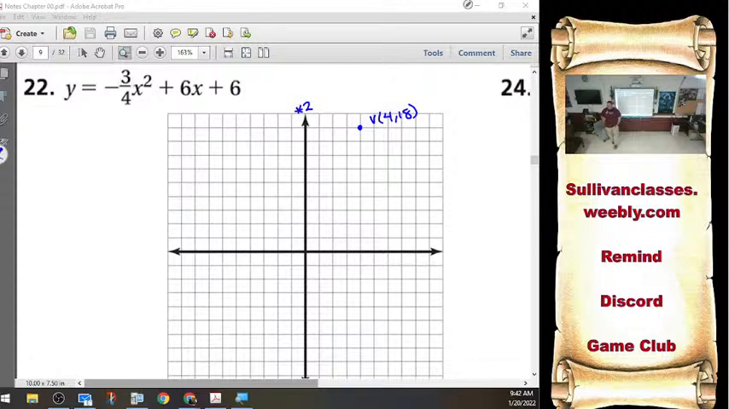Okay, so we all know vertex is 4, 18. I hope we know negative b over 2a. Plug it in. Let the calculator do the work for you if you can't fraction. We know it goes downward. We know we have to change the scale to see the vertex. Sometimes you just gotta think.